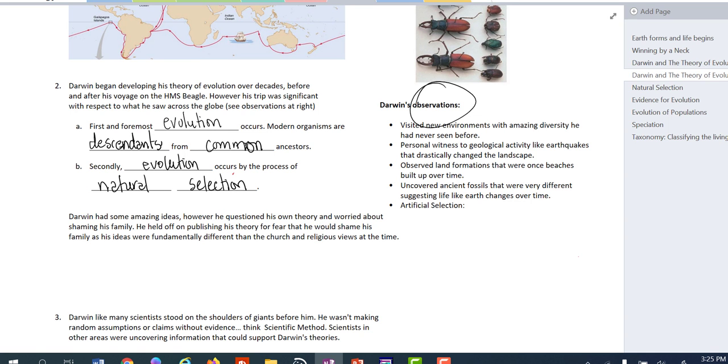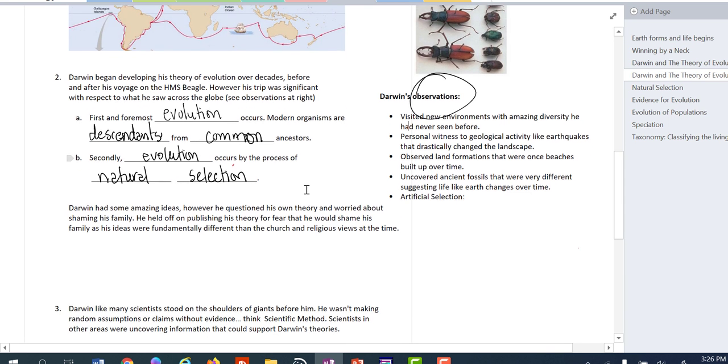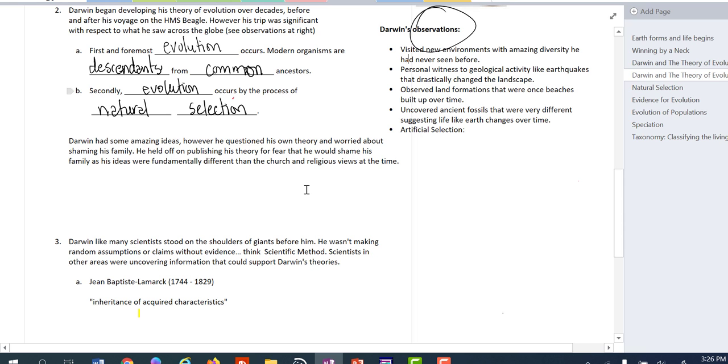He observed land formations that were once beaches built up over time, so he could sort of see in nature, like if you've ever seen the Dover Cliffs, right? That are essentially made of shells, these bright white Dover Cliffs. He uncovered ancient fossils that were very different from things he had seen, again, suggesting that life changes over time. And of course, during his time, artificial selection was a rampant process, right? In the process of dog breeding, right?